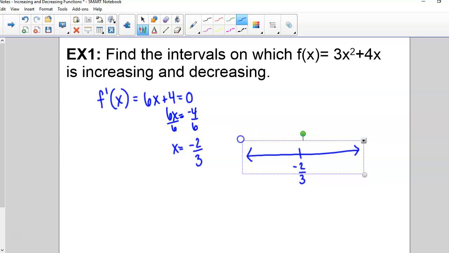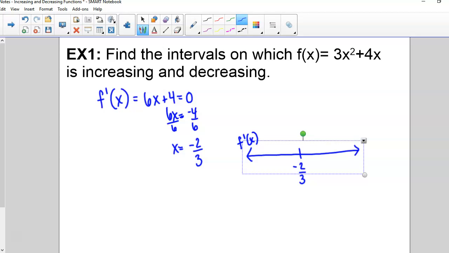So I'm going to label this f prime of x to remind me that I'm talking about the derivative right now. And so right here at negative 2/3, that derivative equals 0. And so everything below that is going to be the same, and everything above it is going to be the same. So I really only have to pick one number that's below negative 2/3. So what would you guys like to pick? Any number below negative 2/3.